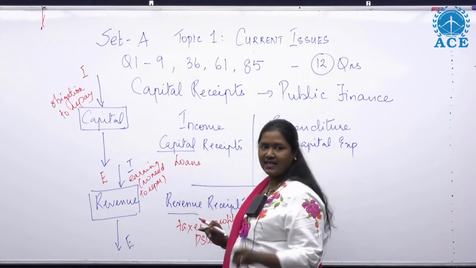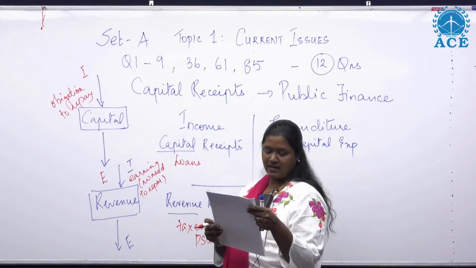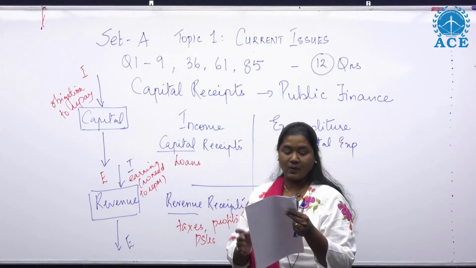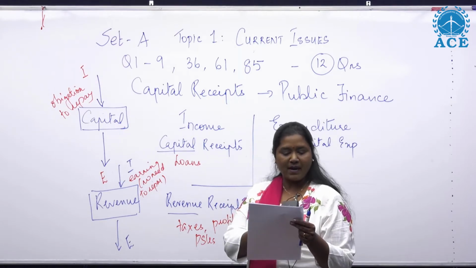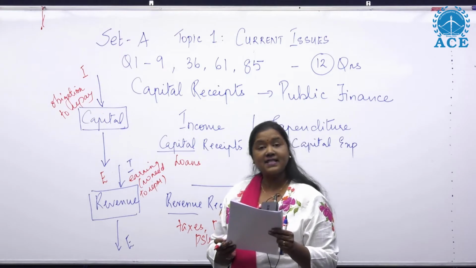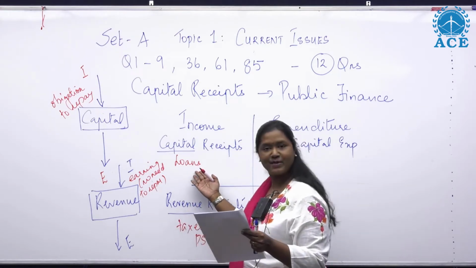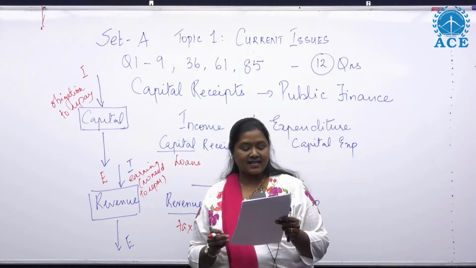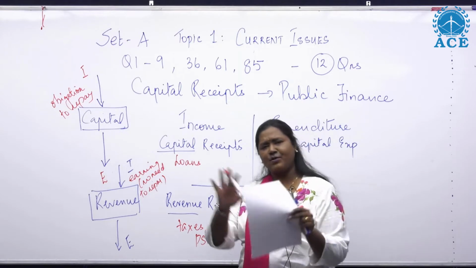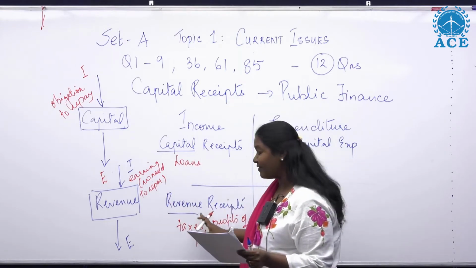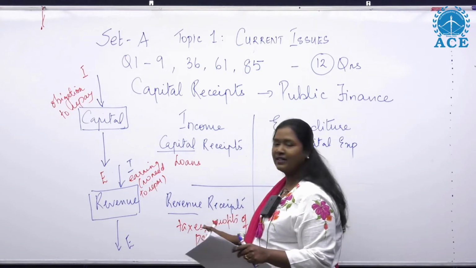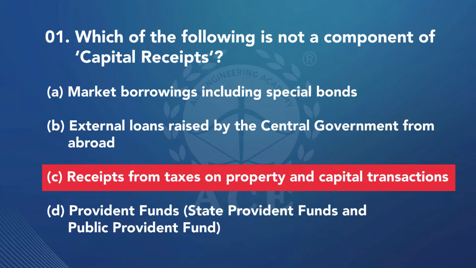So the question was on capital receipts and they gave various components. The first option is market borrowings including special bonds. When we say borrowings, it has the obligation to repay, so it is a capital receipt. Second, external loans raised by the central government. Loans obviously come under capital. Third, receipts from taxes on property and capital transactions. Receipts from taxes means the government has that money and does not have to repay it to anyone, so this is revenue. And provident fund again has the obligation to be given back to its investors. Therefore, the answer is option C.